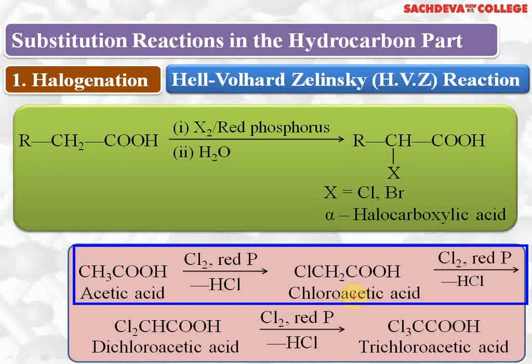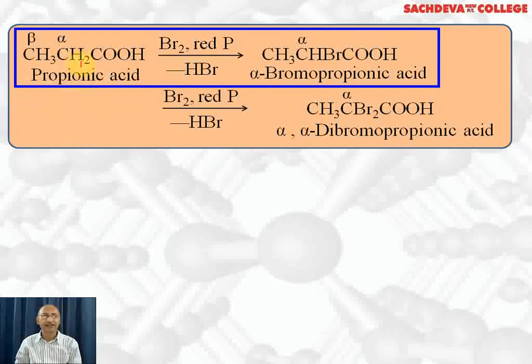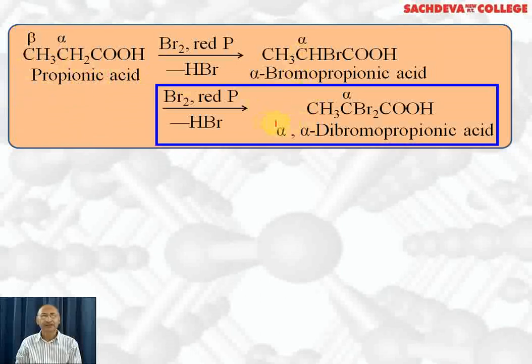2-chloroethanoic acid. Further reaction with phosphorus and chlorine will give you dichloroacetic acid. And finally, we get trichloroacetic acid when we react with excess of chlorine in presence of red phosphorus. If we take propionic acid, alpha hydrogen will be replaced by bromine in the first step, that is, we get alpha bromopropionic acid. If we react further, you will get alpha alpha dibromopropionic acid. That is, both the alpha hydrogens are being removed, replaced by Br.